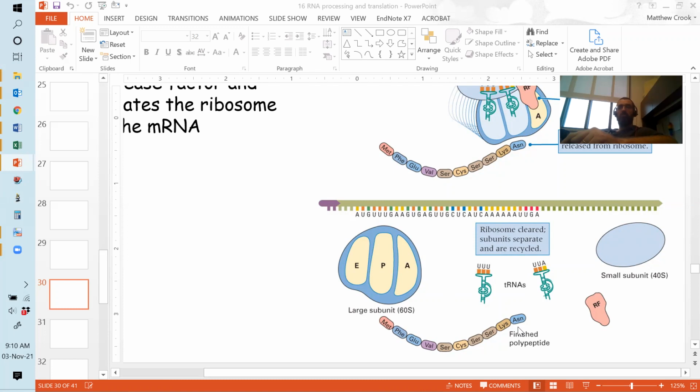There's an awful lot more that needs to happen before this series of peptides, amino acids in a string, becomes a functional protein. Right. And quite often, the most challenging part is getting this to fold right into the correct conformation.